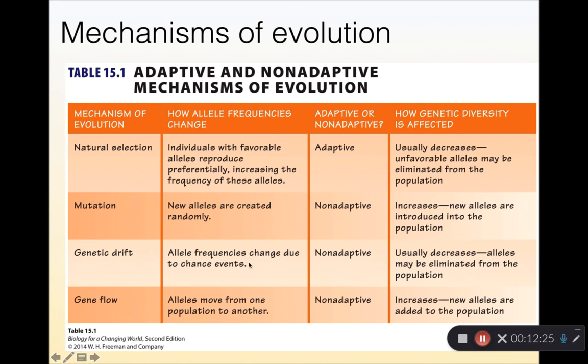And I'd spend some time with this specific chart because it's going to be really important both for your exam and also just understanding changes that are happening genetically within populations.